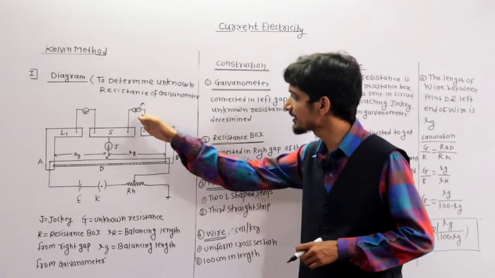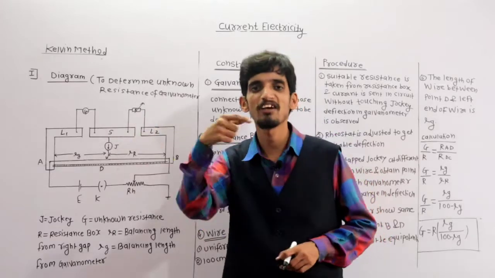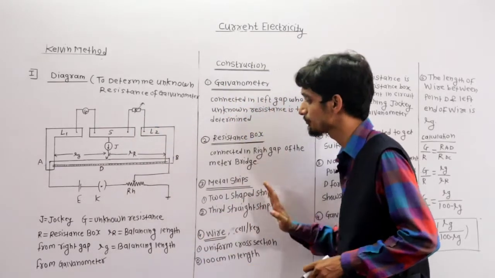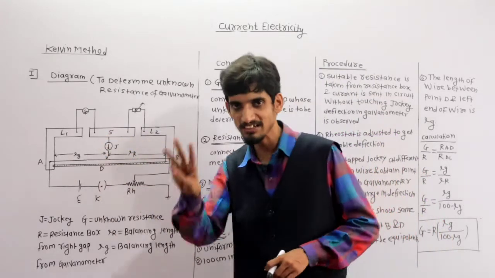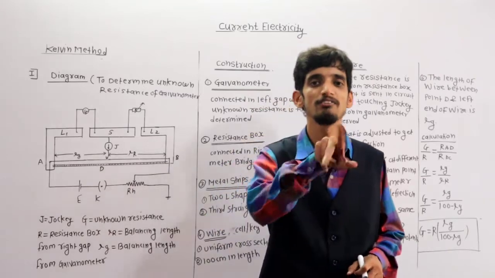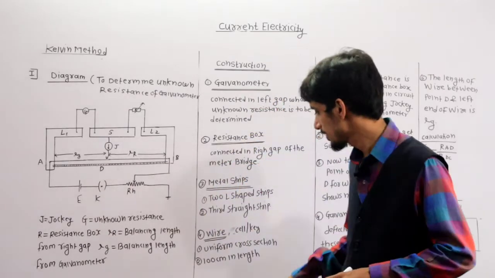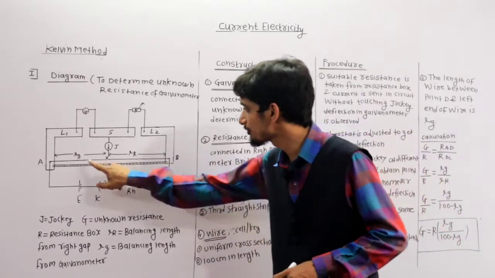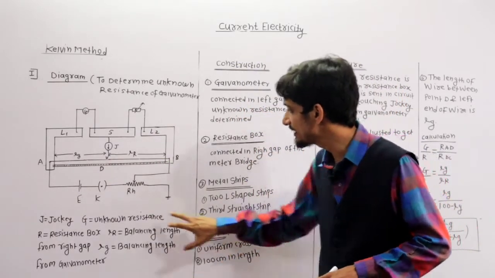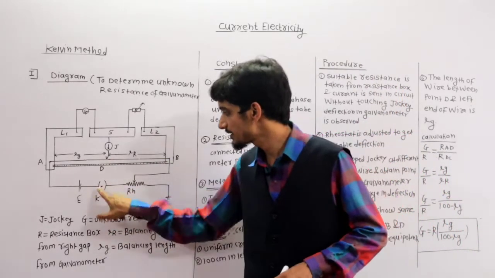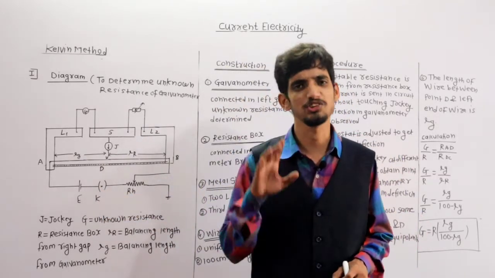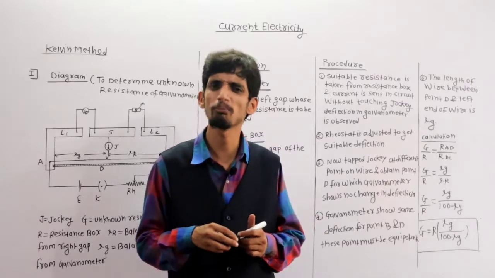Then a resistance box is connected in the right gap, and we can vary the resistance by selecting different values. Then metal strips: there are basically 3 metal strips, 2 are L shaped and the third one is straight, which is placed between the 2 L shaped metal strips. And the wire is of uniform cross section, length is 1 meter. Cell and key are connected. The cell is connected through the key to a rheostat to adjust the current. This is the construction. It is the same as that of the meter bridge.